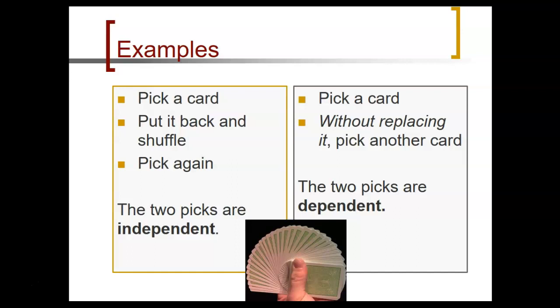But if you pick a card and then without replacing it, you pick another card, then the two picks are dependent. Then what you got the first time does influence the probabilities on your second pick. What's the probability of that second card being an ace? Well, it depends on what the first card was. If the first card you picked was one of the aces, then there aren't as many left in the deck on your second pick. So it's less likely that the second card is an ace than it would be if that first card was not an ace.